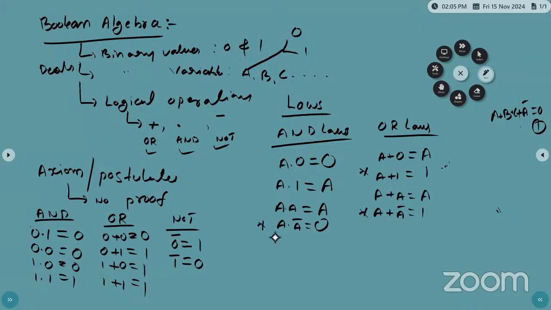Now these are the general theorems or general laws for the AND operator and OR operator. Another law is similar to mathematics. What is the mathematical law? Tell me any one. Commutative law. Tell me, what is the commutative law in mathematics? Commutative property.